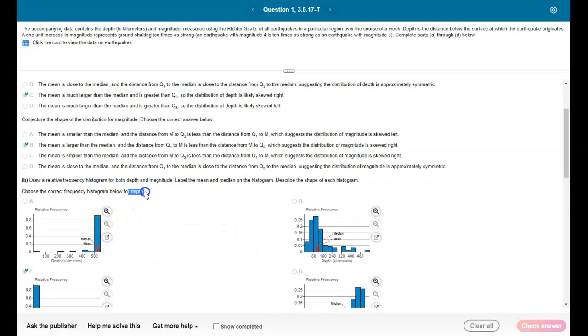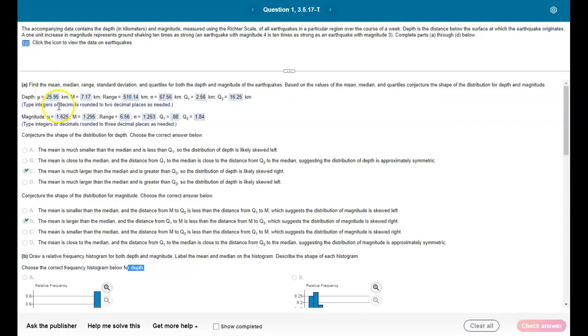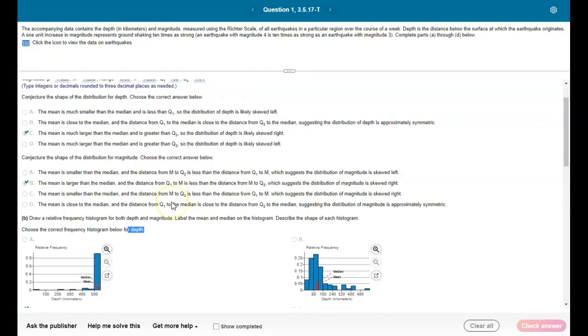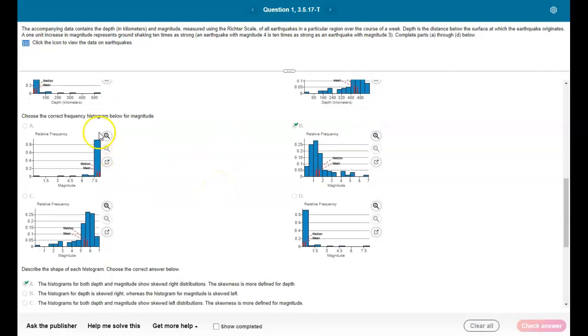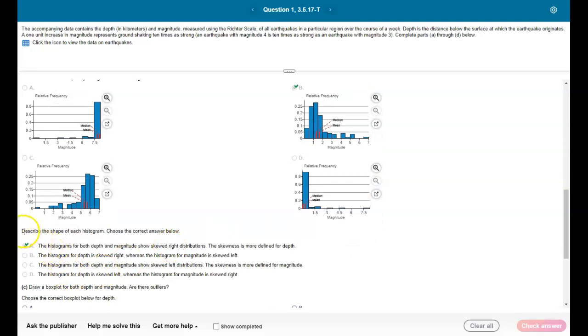magnitude. First for depth. Now, if I think back to those numbers, remember how distinctly different the mean and the median were for depth, and look how long the range is for this. This is skewed right, but very skewed right, I guess you could say. More this shape than, say, this shape. Whereas for magnitude, it was also skewed right, but it just was not as defined as the one for depth was. And so that's what we see here in this next part.